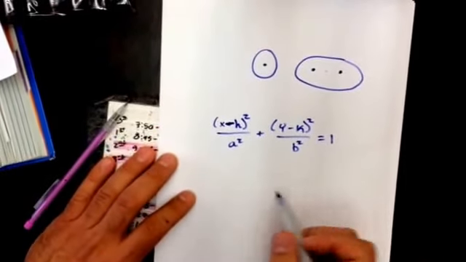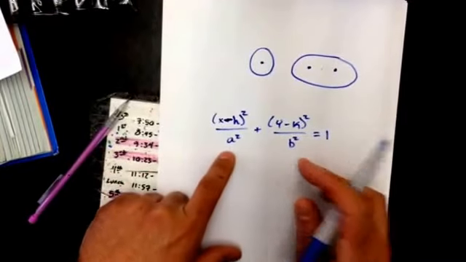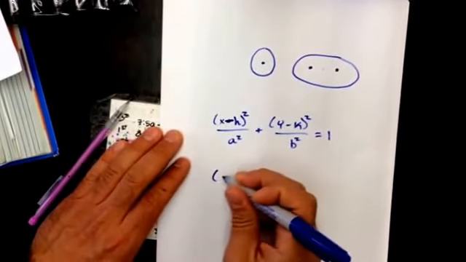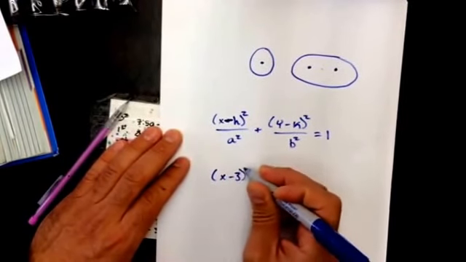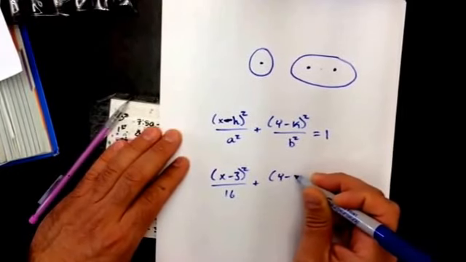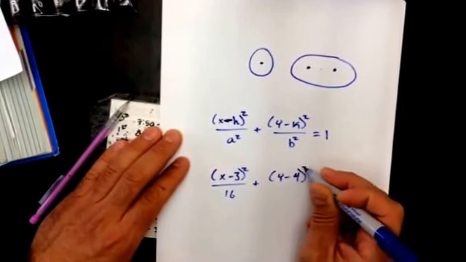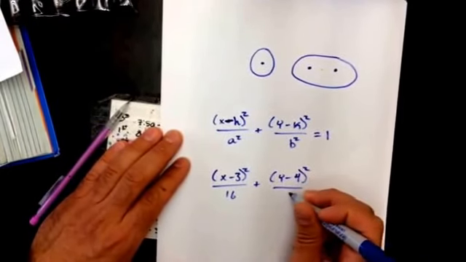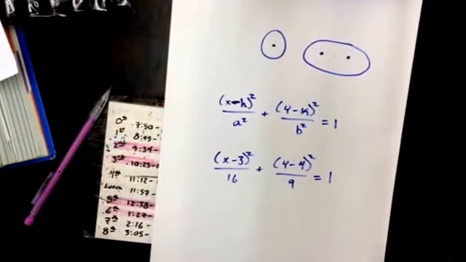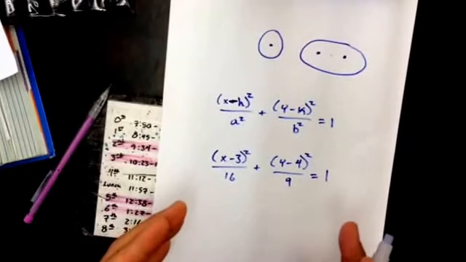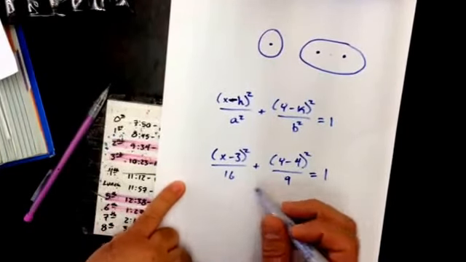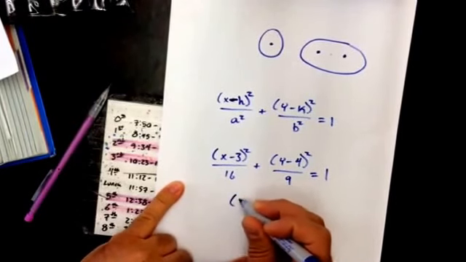So this one is different than the circle because there are two numbers under here, and the two numbers under here have to be different. So what we're going to look at is we'll have something like this. So what does this mean? This means that I have a central point that is the h comma k, or 3, 4.